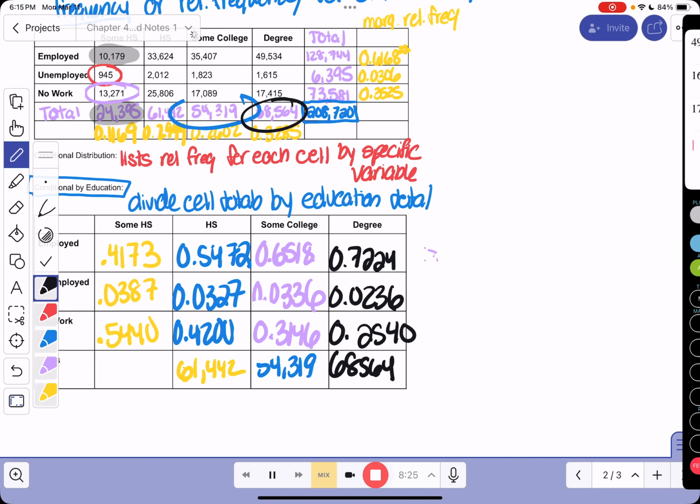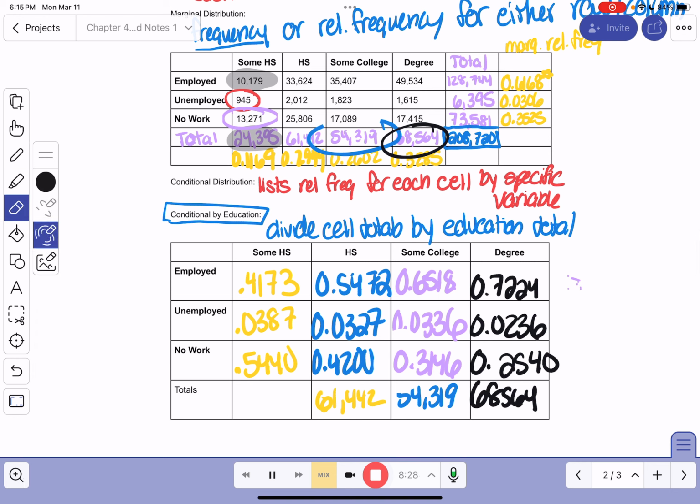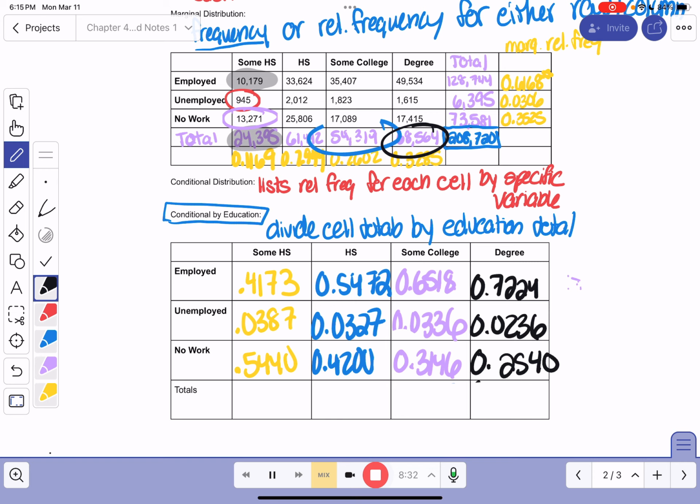0.2540. All right, so those are the relative frequencies. So now we have our conditional by education, because we divided by the education totals. These would all be 1.